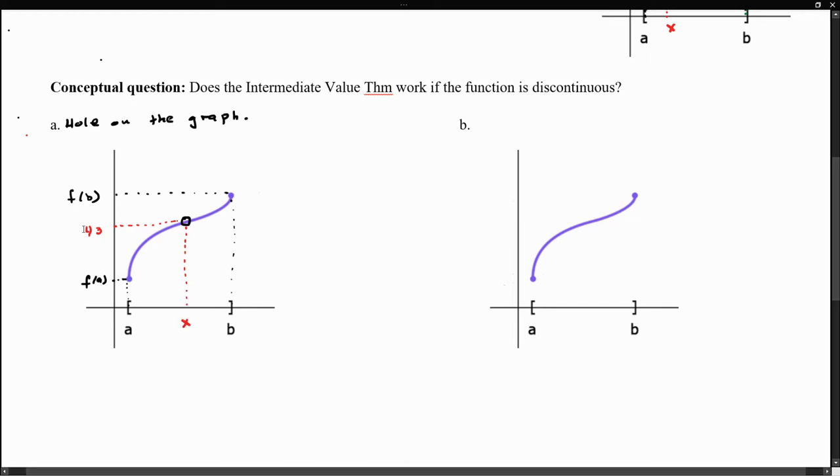So what if we're interested in the y value where we have a hole in the graph? But notice that that's just not possible. Because if there's a hole, that means that x is not part of the domain. Then in this case, the intermediate value theorem is not true, because the intermediate value theorem says that for all y values, so for every single y value between f of a and f of b, I can always find an x that I plug into the function that can give me that y value.